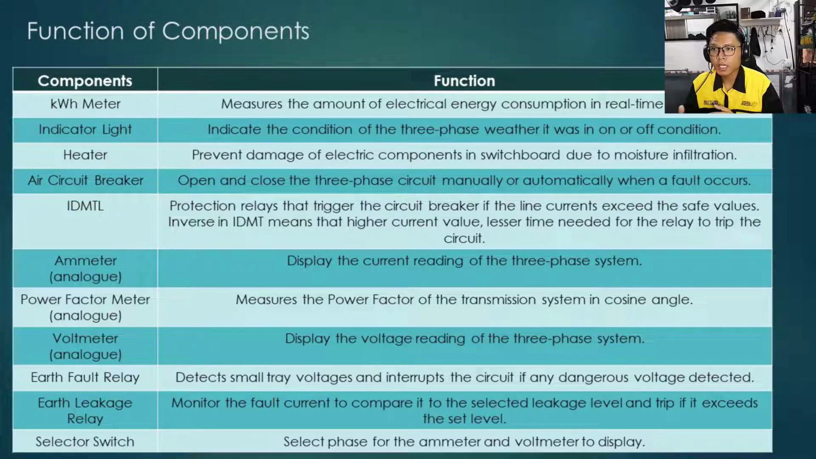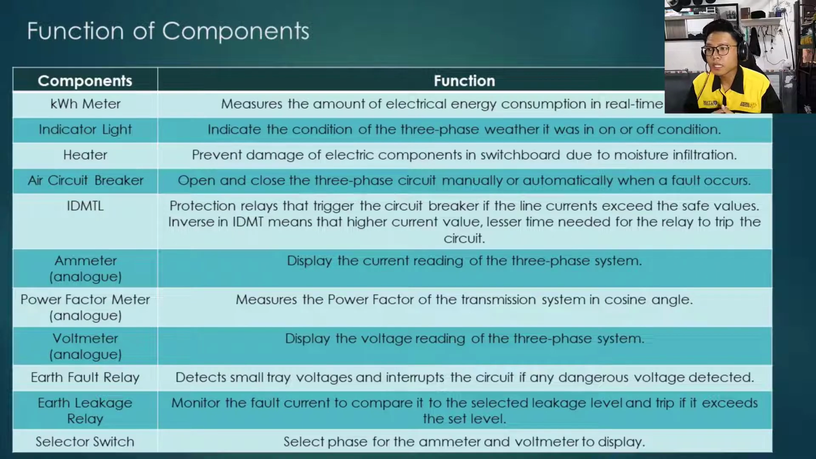For the IDMTL, overcurrent and earth fault relay, the function is to trigger the circuit breaker if the line current exceeds the safe value. And the I alphabet in IDMTL stands for inverse, which means that the higher the current value, the lesser the time needed for the relay to trip the circuit.